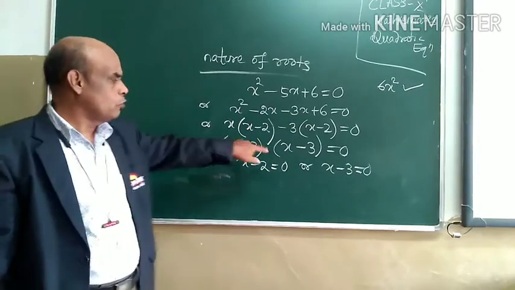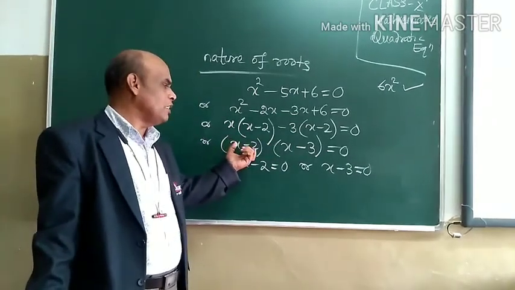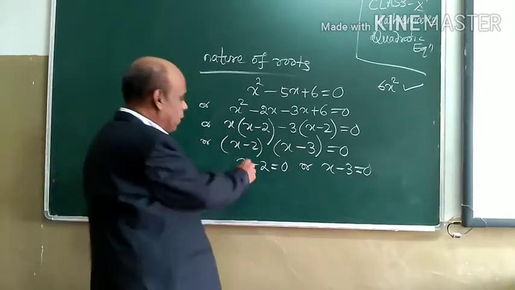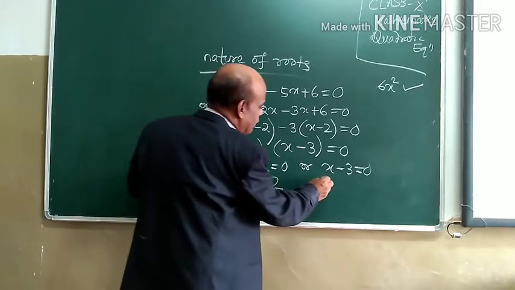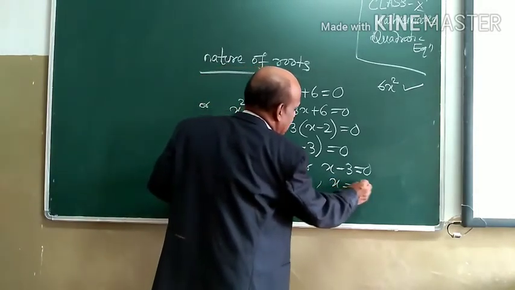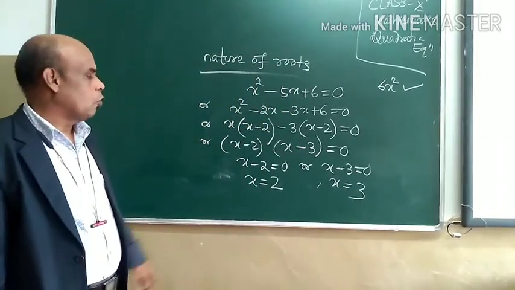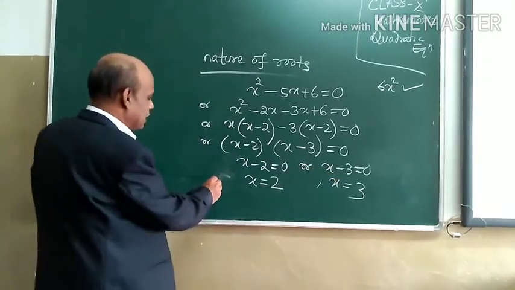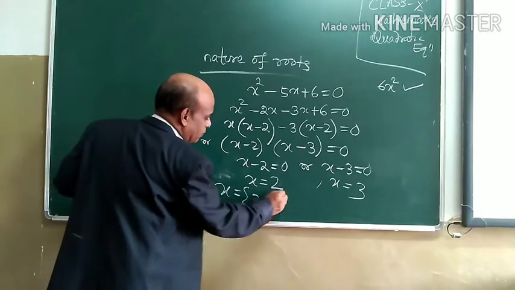If the product of two numbers is equal to 0, then you can say the first number may be 0, otherwise the second number may be 0. If the first is 0, x is coming plus 2, and here x is coming plus 3. So now we got the two roots, one is 2, another is 3. So we will write x is equal to 2, 3.